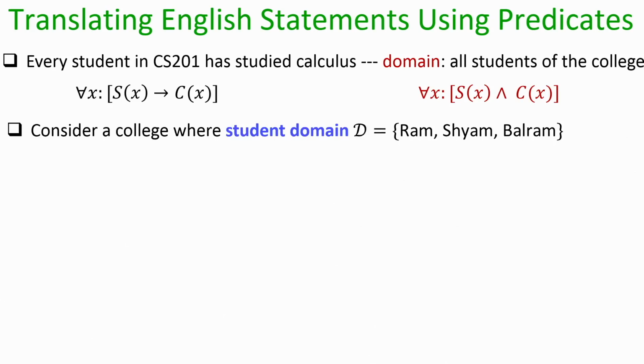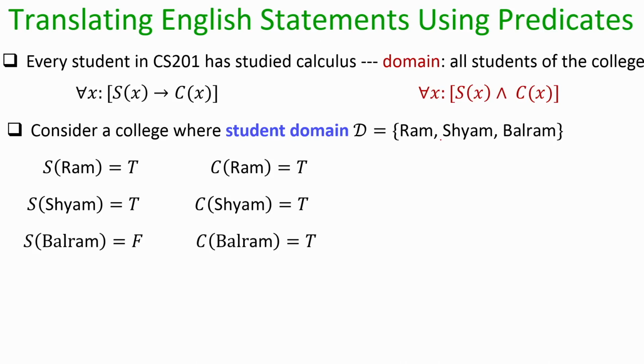So, consider a college where the student domain has 3 students Ram, Shyam and Balram. And say in that college all the students except Balram have enrolled for calculus. So, that is why S of Ram is true, S of Shyam is true and S of Balram is false. Remember, S of Ram, S of Shyam and S of Balram are now propositions because I am assigning the values x equal to Ram, x equal to Shyam, x equal to Balram. And as soon as I assign concrete values to my predicate variable, the predicate gets converted into a proposition.